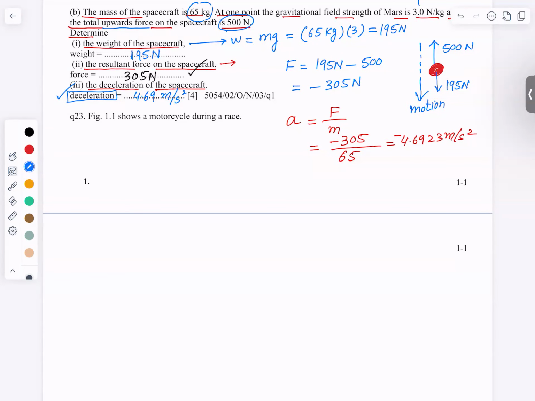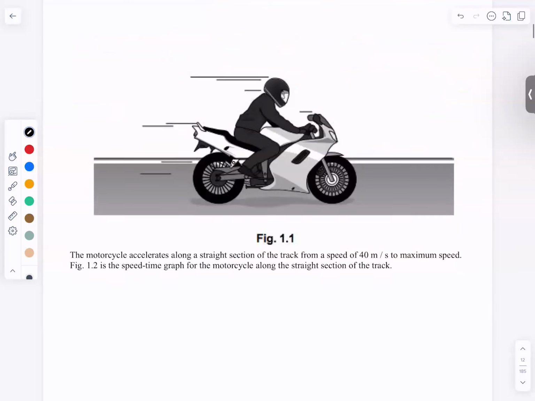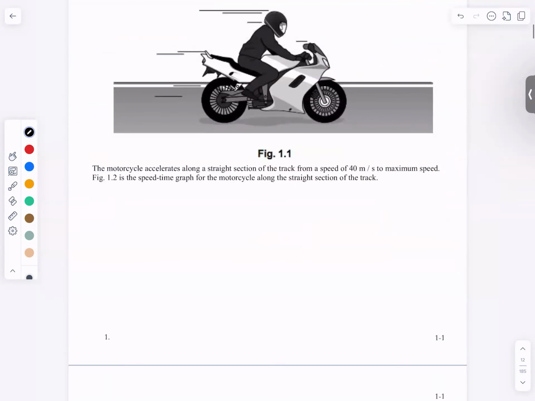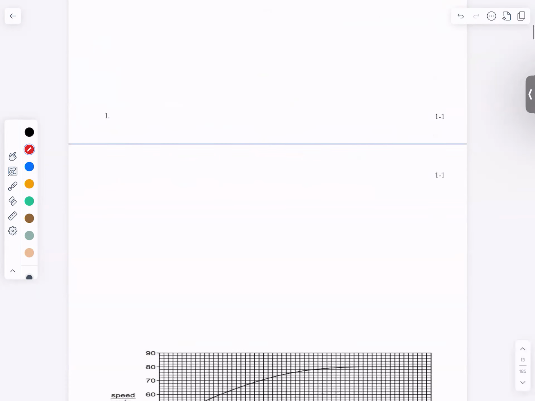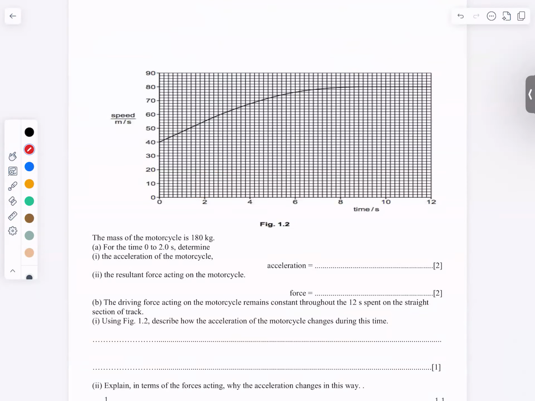Okay, bachcho, we are solving question number 23. Figure 1.1 shows a motorcycle during a race. This is a motorcycle and it is during a race. The motorcycle accelerates along a straight section of the track from a speed of 40 meter per second to maximum speed. Figure 1.1 is the speed time graph for the motorcycle along the straight section of the track. So this figure is the speed time graph of the motorcycle for the straight section only.